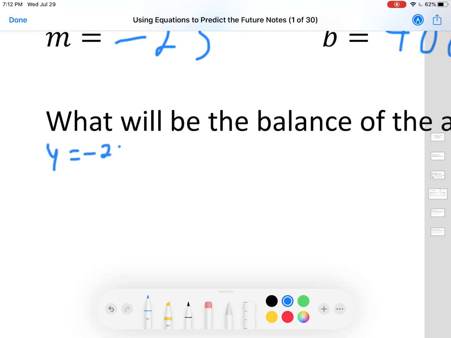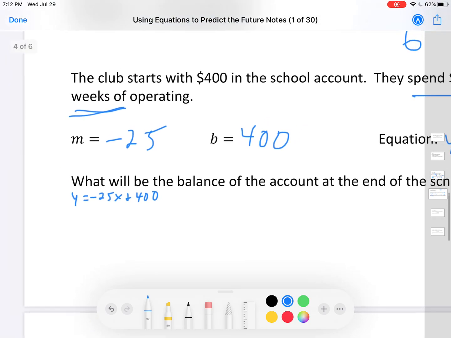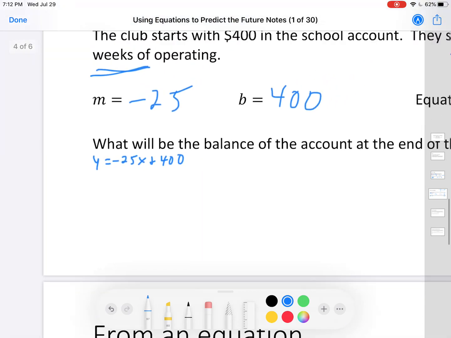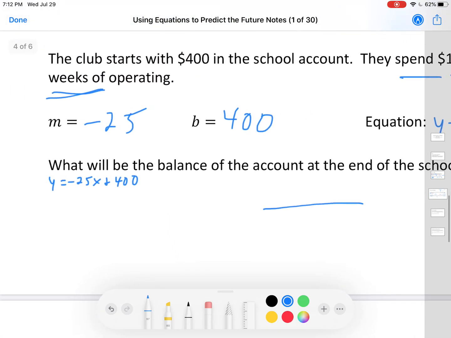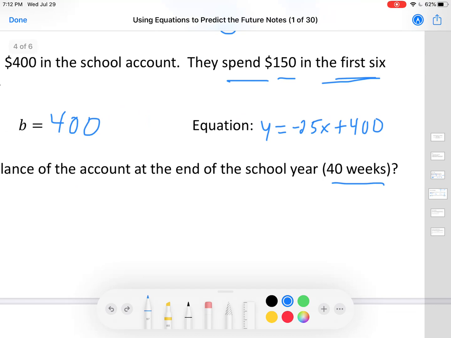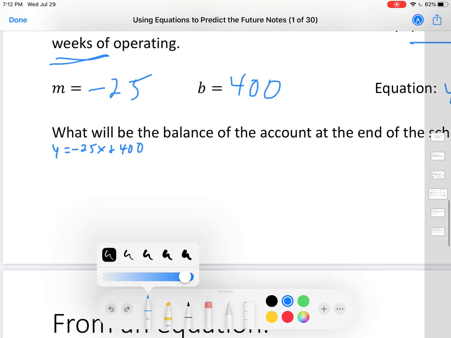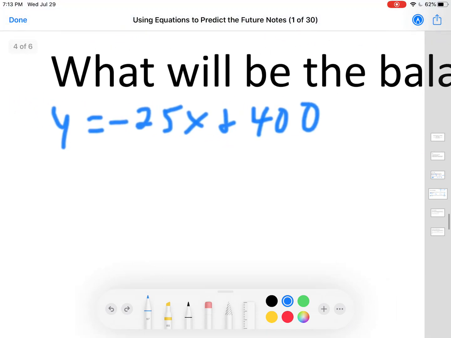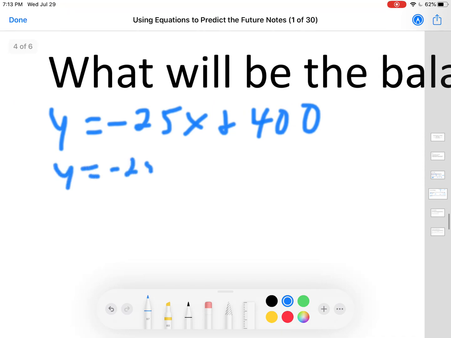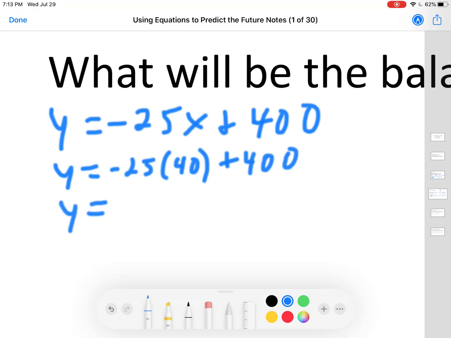Y equals negative 25x plus 400. Now, substitute x for 40. Okay. Y equals negative 25 times 40 plus 400. Y equals 25 times 4 is 100. 100 times 10 is 1,000. So negative 1,000 plus 400.